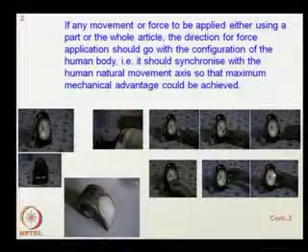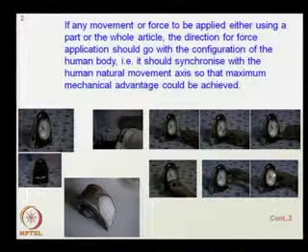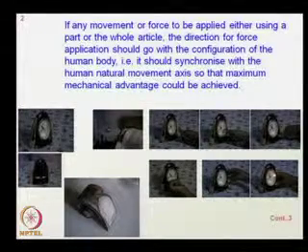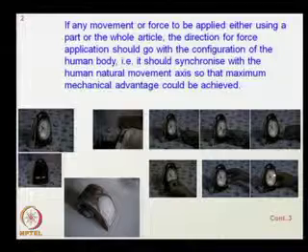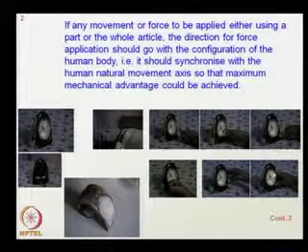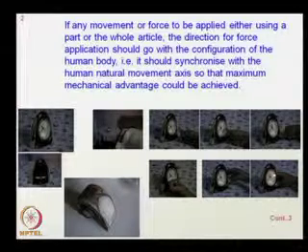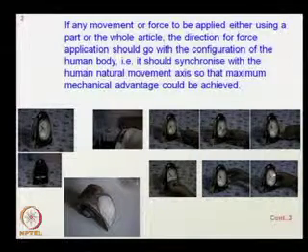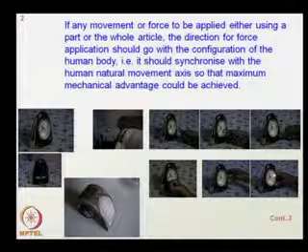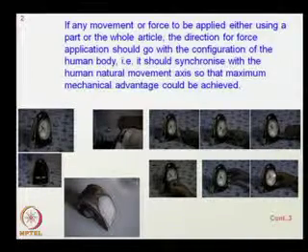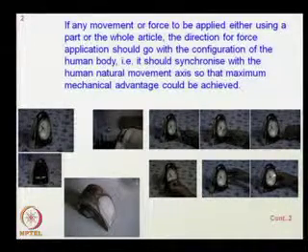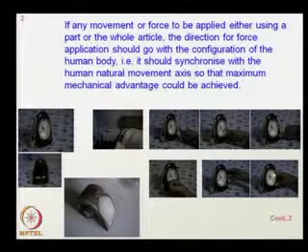If any movement or force is to be applied, either using a part or the whole article, the direction of force application should go with the configuration of the human body, that is, it should synchronize with the human natural movement axis, so that maximum mechanical advantage could be achieved.